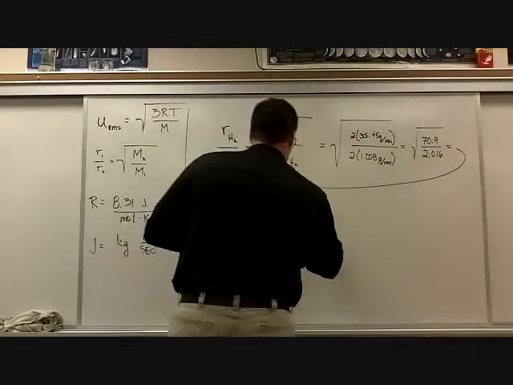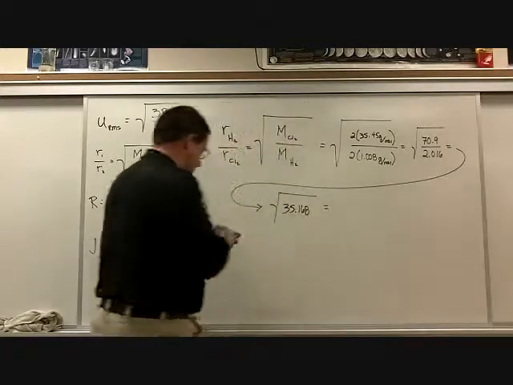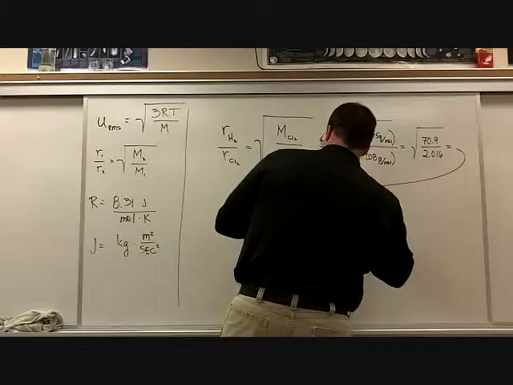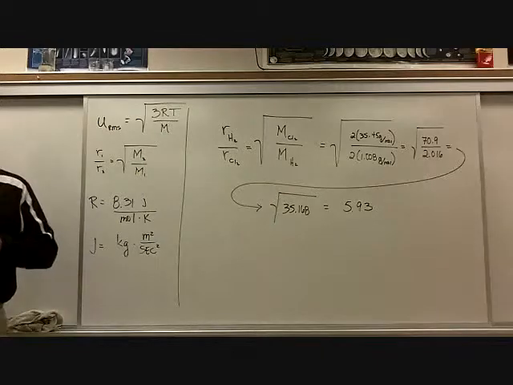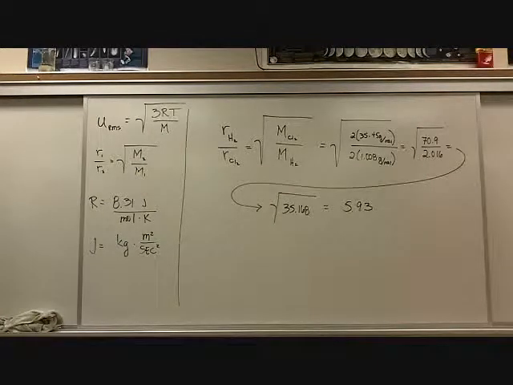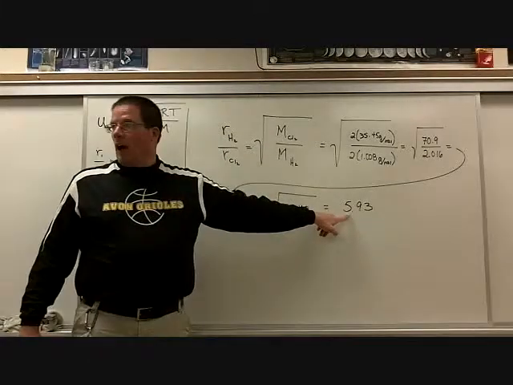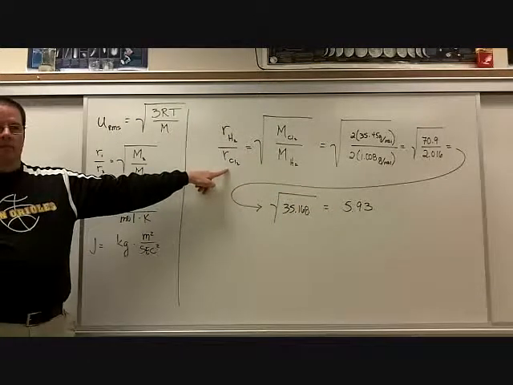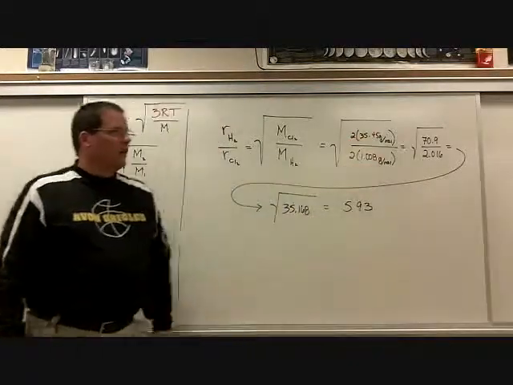So that is, and again, I'm just showing a lot more work than needs to be done, but I want to be able to do that. So we get this. This is what this is meaning. Hydrogen is 5.93 times faster than chlorine. You don't even have any unit, because they canceled out.